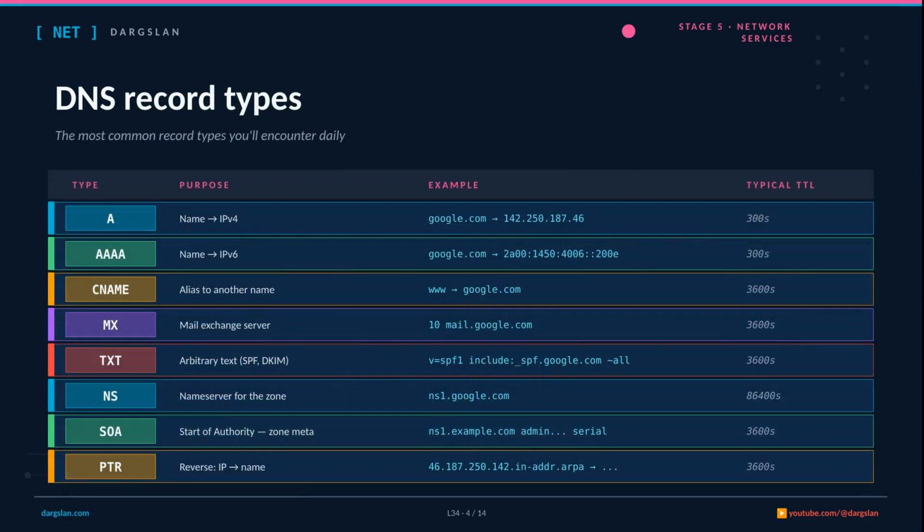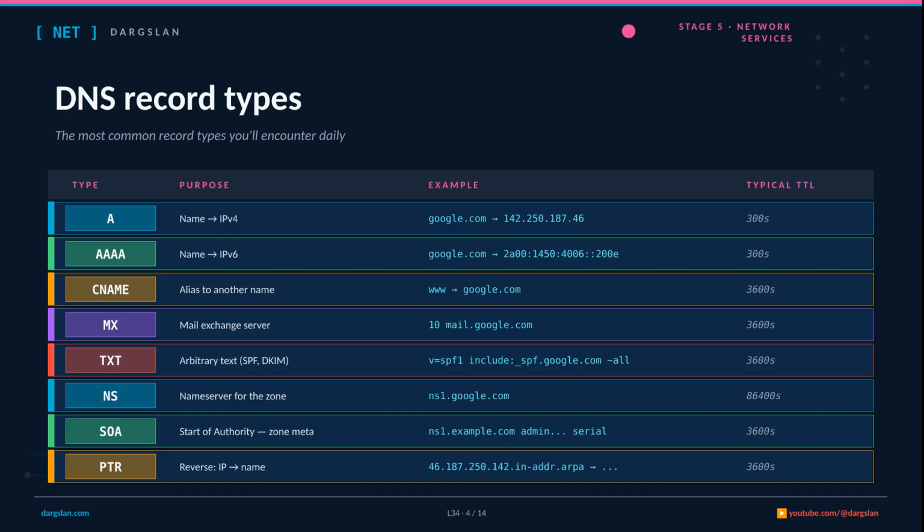Now, once those authoritative name servers are reached, what do they actually hand back? Records, and each record type answers a different question. An A record maps a name to an IPv4 address, while AAAA does the same for IPv6. CNAME creates an alias from one name to another. MX points mail to the right server, and TXT carries arbitrary text used for things like SPF and DKIM email authentication. NS declares which name servers are responsible for a zone, SOA holds the zone's metadata, and PTR does the reverse lookup, turning an IP back into a name.